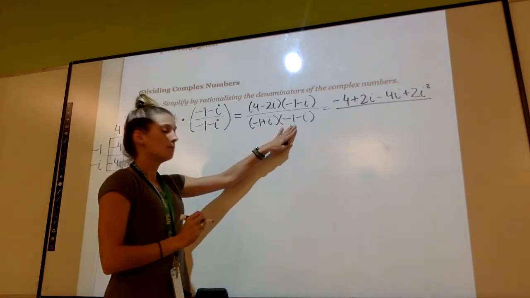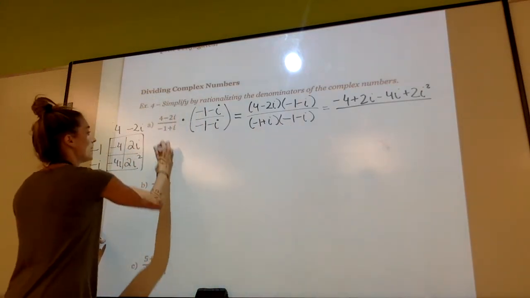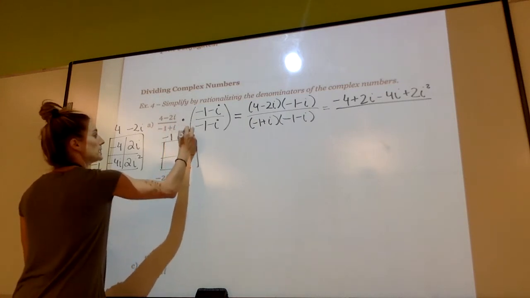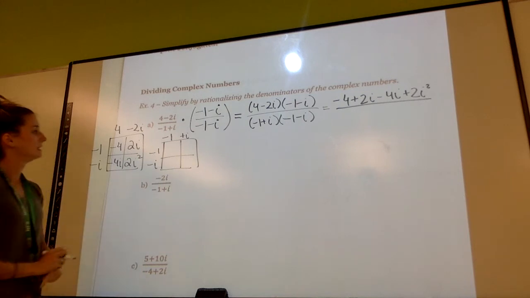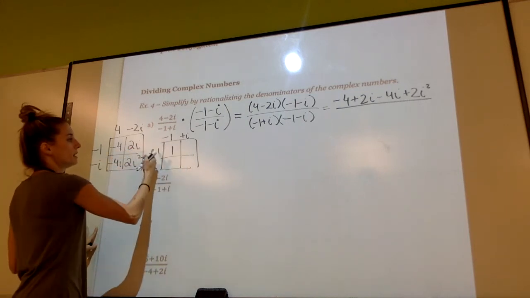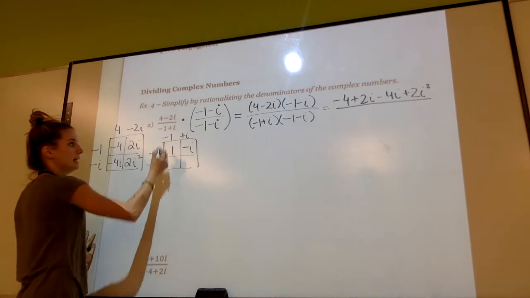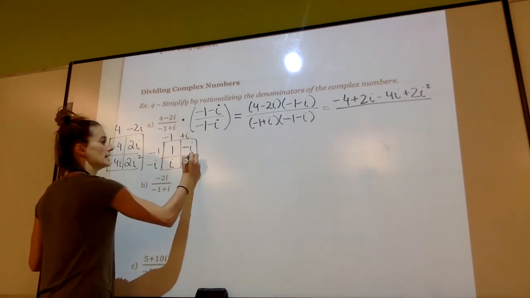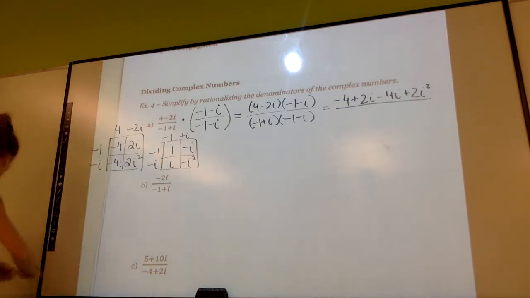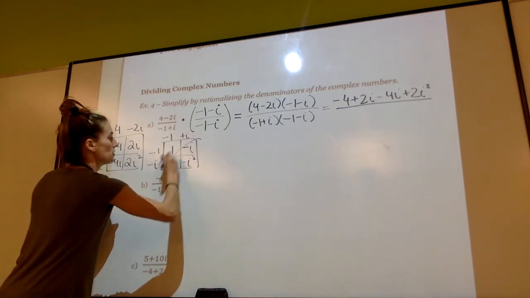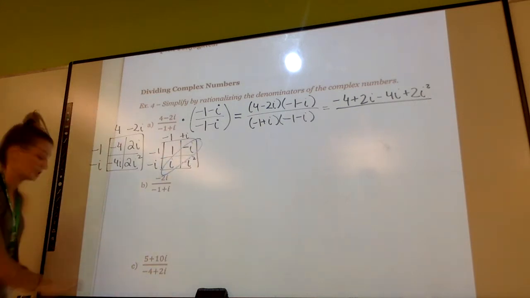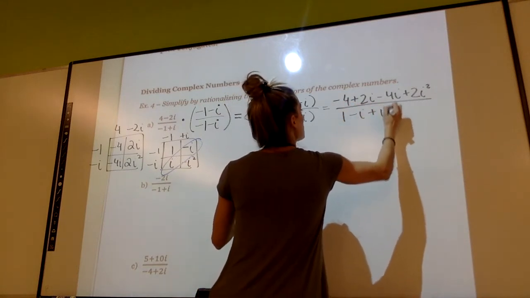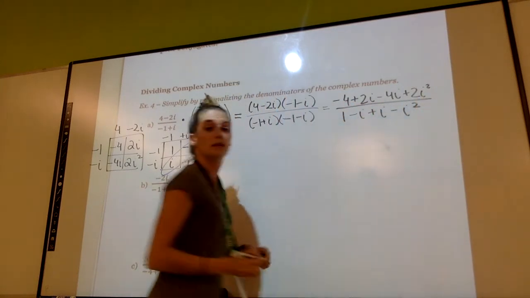And now I'm going to keep simplifying, working in the bottom, multiplying 2 complex conjugates together. We could do box method again. This time you have -1 plus i and -1 minus i. -1 times -1, positive 1, negative i times positive i, negative i squared. -1 times negative i, positive i, and i times negative i is negative i squared. And right here, hopefully what you see is that these two i's, negative i and positive i, will cancel each other out. So in my denominator here, I have 1 minus i plus i minus i squared.